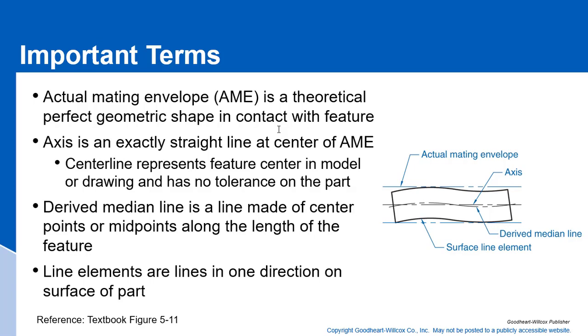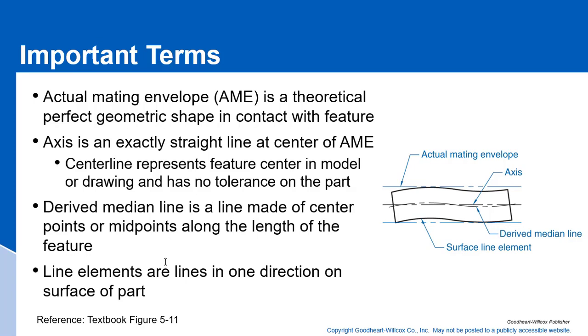An axis is an exactly straight line at the center of the actual mating envelope. Okay, so in this case it's the cylinder part, and the actual mating envelope is a reverse cylinder. It's a hole, if you will. And the axis of that hole is a straight line at the center of that mating envelope.